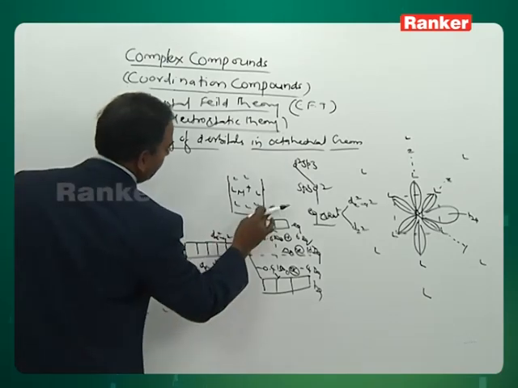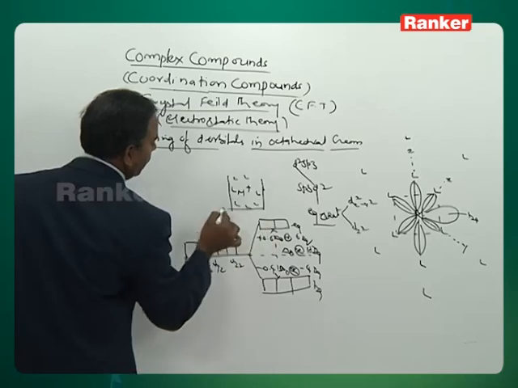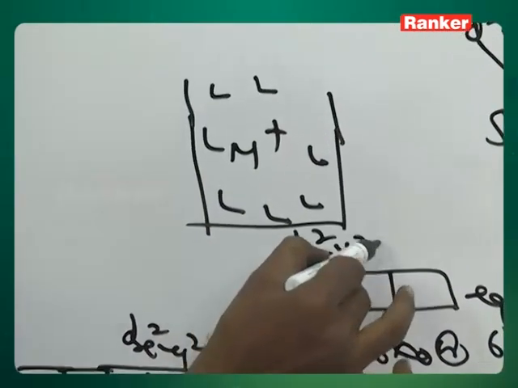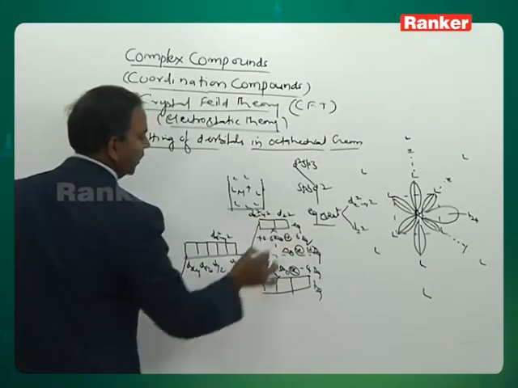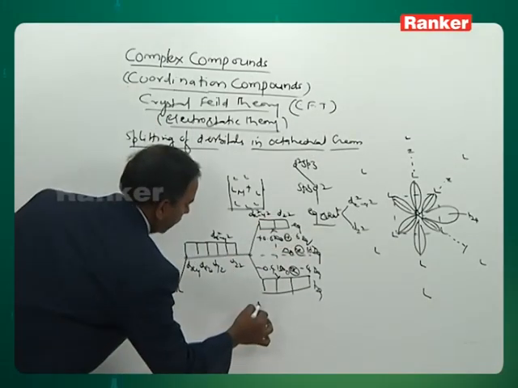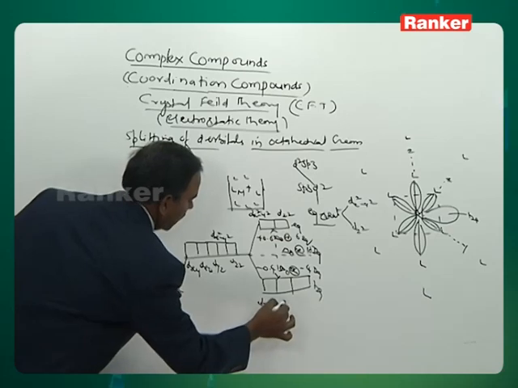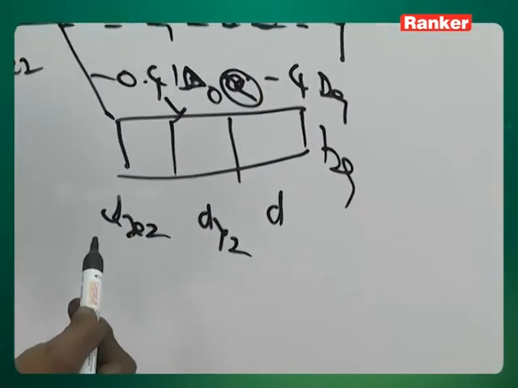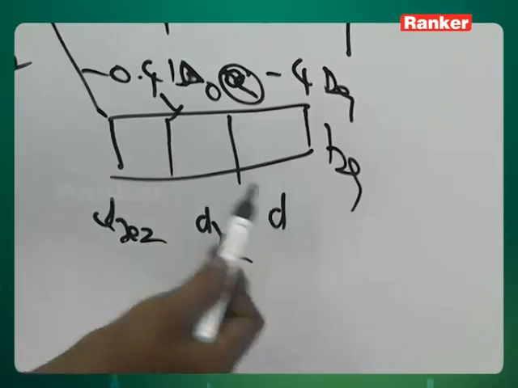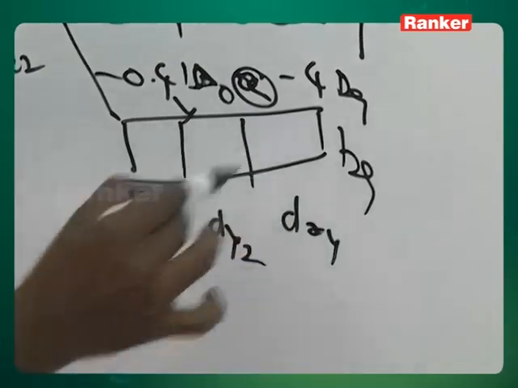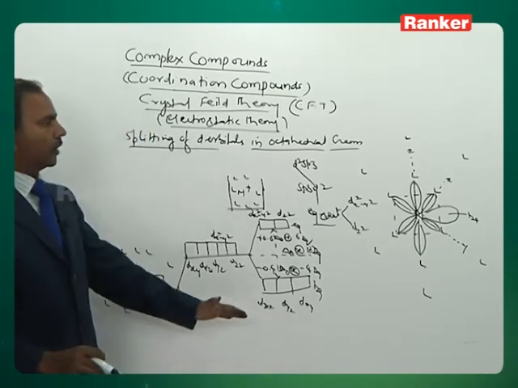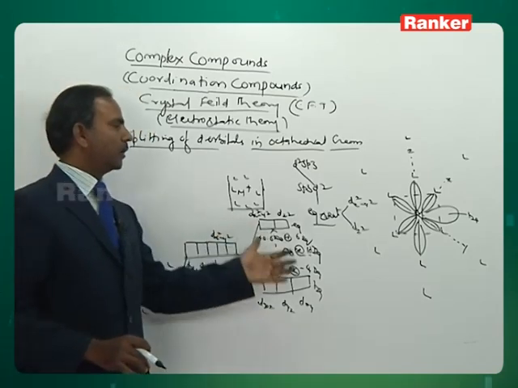Consider this particular eg set of orbitals, the first orbital is what? dx square minus y square, this will be dz square, and this you know well is again dxz, dyz and dxy. These are the lower energy level, this is the higher energy level, this is the splitting.